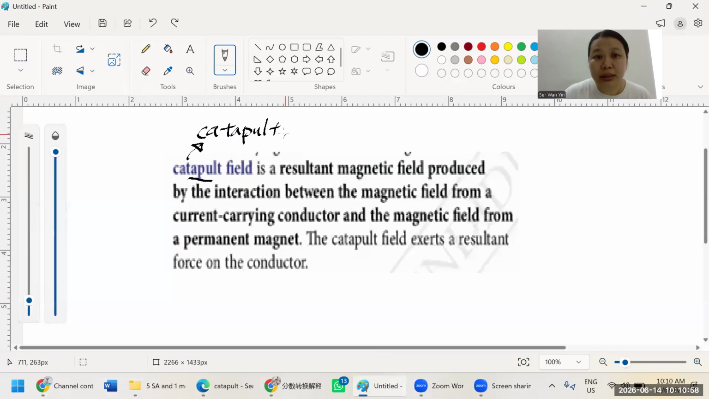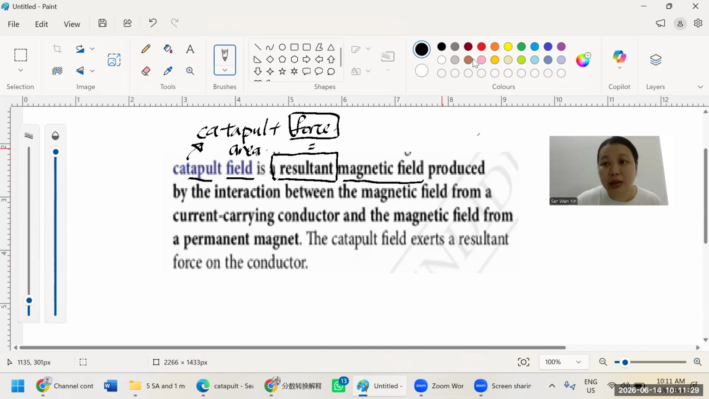Okay, so catapult means there is a force, a catapult force. And I believe all of you know field is an area. So as long as they say field, it means an area with a force. So catapult field actually means the area of catapult force. It is a resultant of magnetic field produced by the interaction between. Okay, so you can see here there are three magnetic fields. Magnetic field 1, magnetic field 2, magnetic field 3.